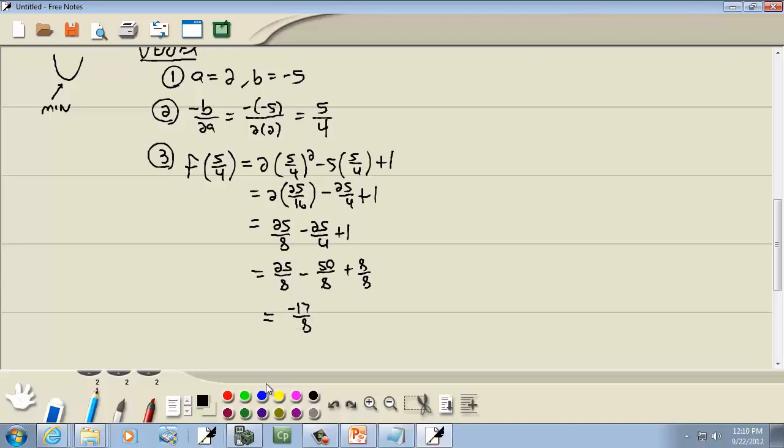Over 8. Let me double check myself in the calculator on that. Sometimes basic math eludes me. Plus 8. Negative 17. Yeah, that's right. And this is the y part of our vertex. So our vertex is going to equal 5/4 and negative 17/8.